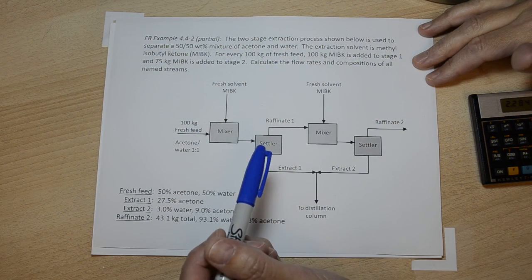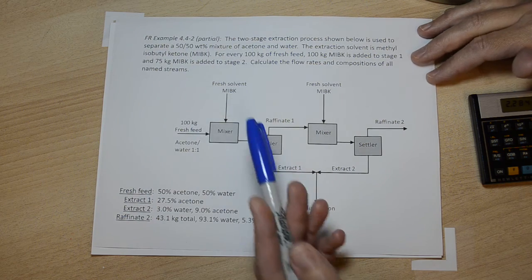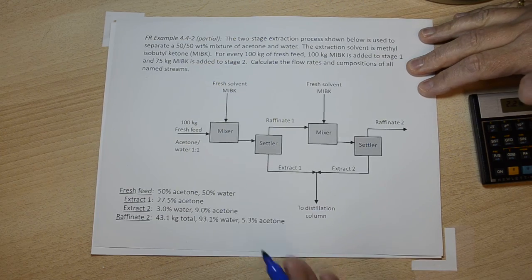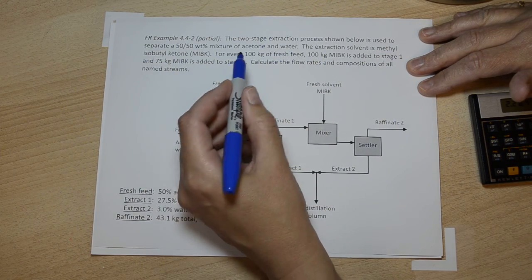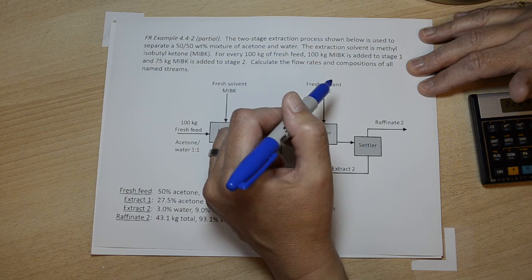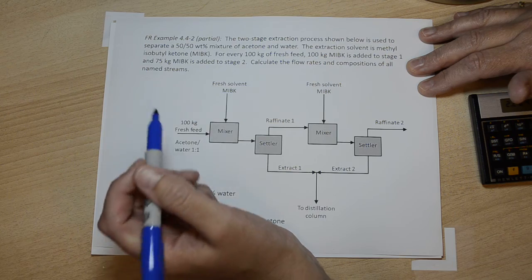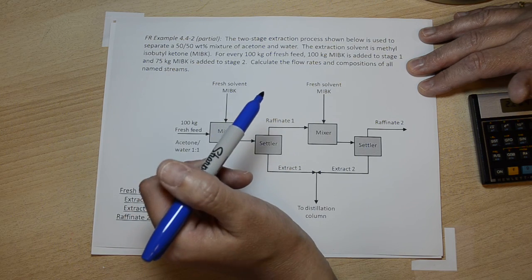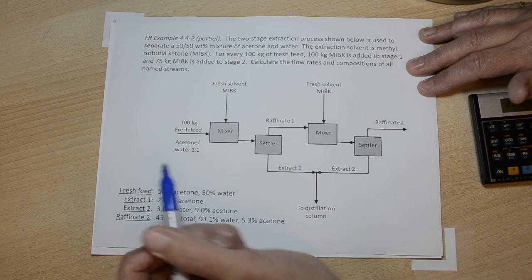The two-stage extraction process shown below is used to separate a 50-50 weight percent mixture of acetone and water. The extraction solvent is MIBK, methyl isobutyl ketone. For every 100 kilograms of fresh feed, 100 kilograms of MIBK is added to stage 1, and 75 kilograms of MIBK is added to stage 2. Calculate the flow rates and compositions of all named streams.